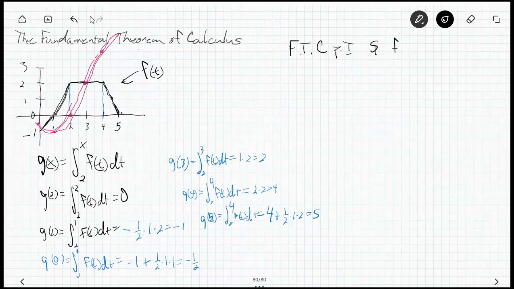g of x is equal to the integral from a, meaning it can be anything, from a to x. In this case, I just let a be 2. But the cool thing about the fundamental theorem of calculus is you've got this nice little general form. So the integral from a to x of f of t dt, all right, let's say that that's true. Then this implies that g prime of x is equal to f of x.